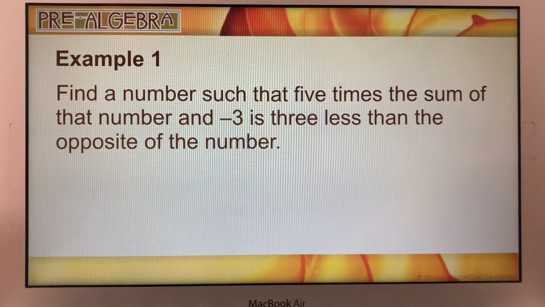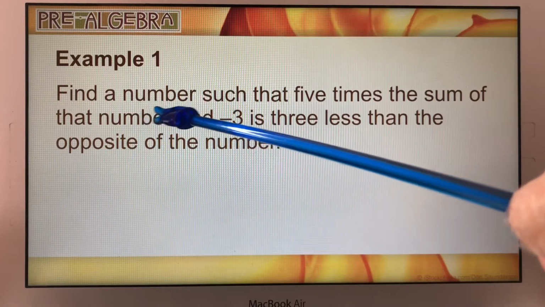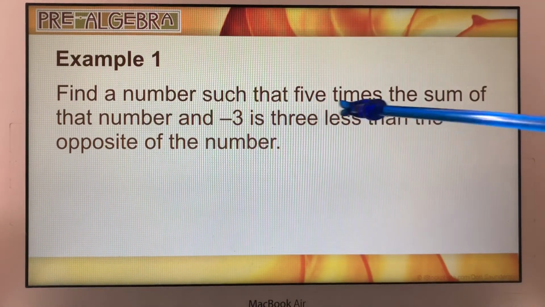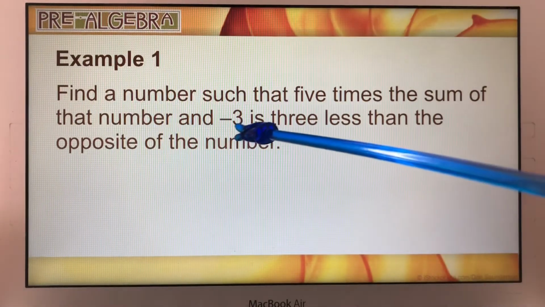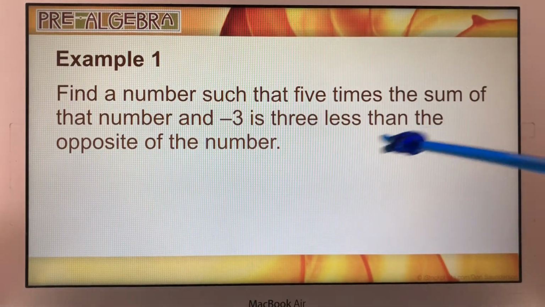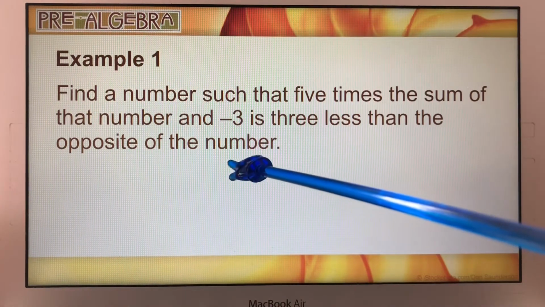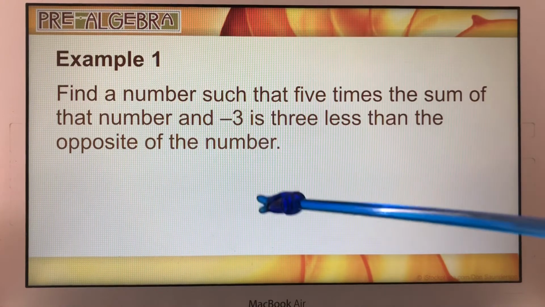All right, let's take a look at our next example here. Find a number such that 5 times the sum of that number is -3, and -3 is less than 3, or is 3 less than the opposite of the number.